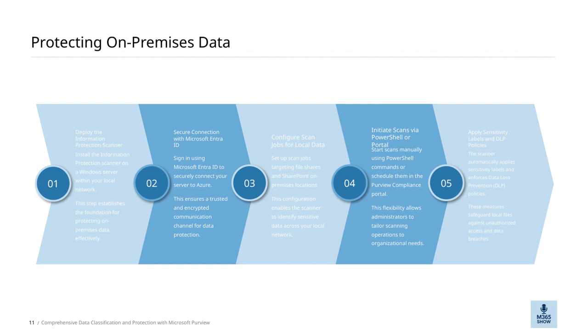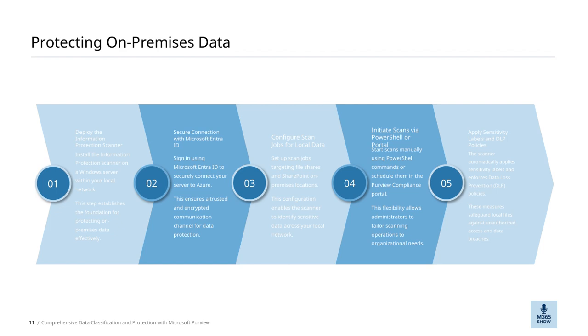After establishing a secure connection, you'll want to set up scan jobs. These can target file shares and SharePoint locations on your premises. Doing this allows the scanner to identify sensitive data across your local network, which is vital for comprehensive protection. You have flexibility here. You can run scans manually using PowerShell commands or schedule them through the Purview compliance portal, depending on what best fits your organizational needs.